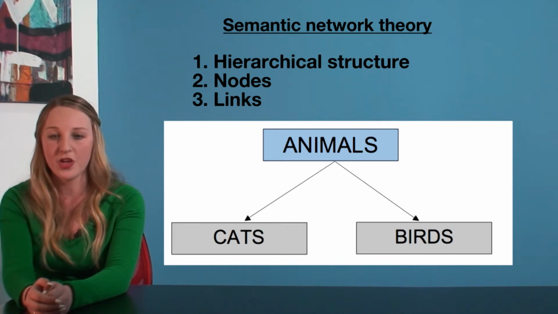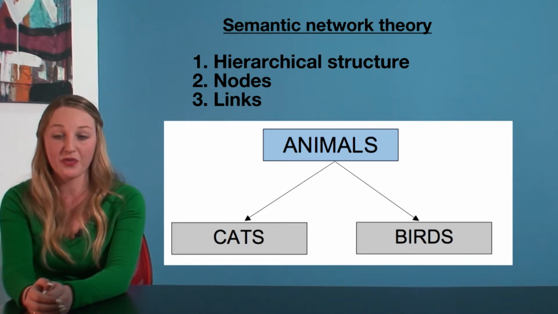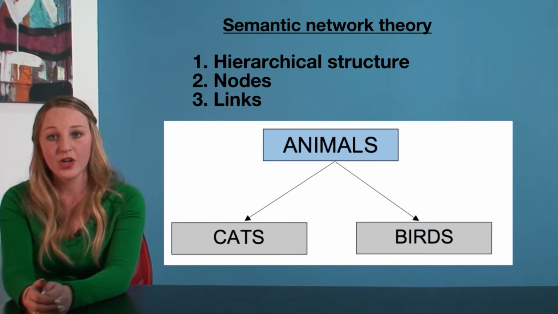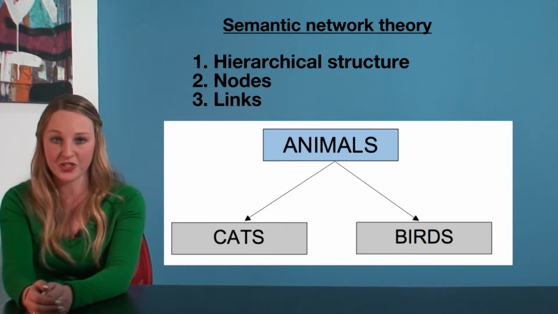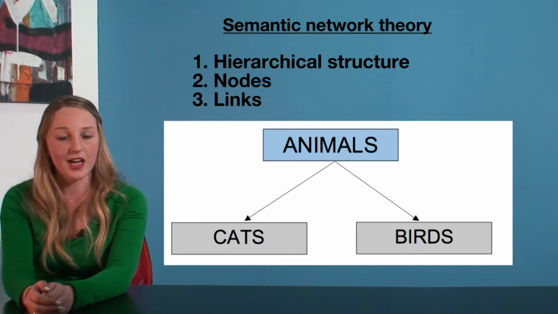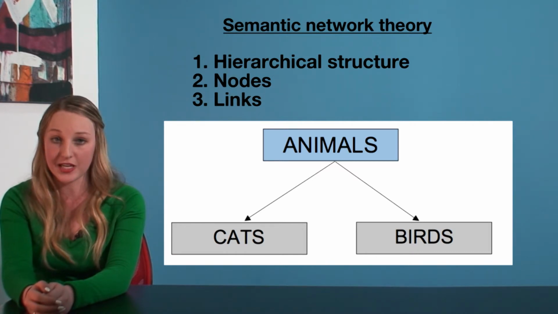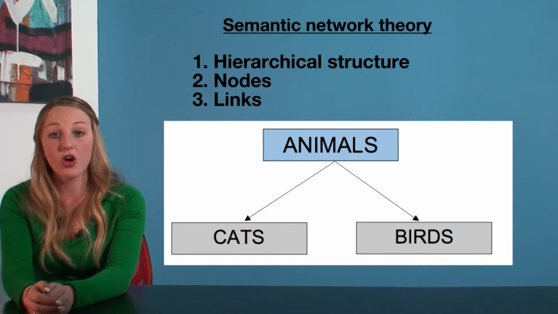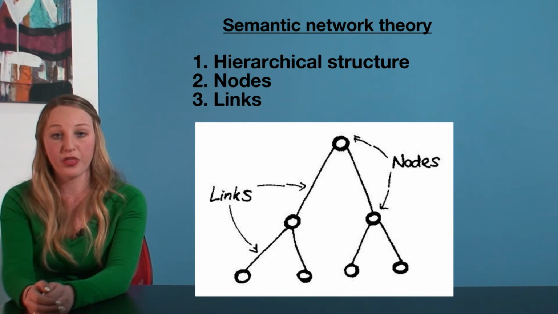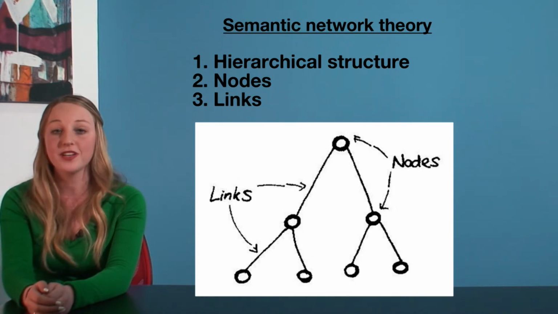On the diagram, you will see three different boxes, one for animals, one for cats, and one for birds. These are called nodes. Nodes are the specific pieces of information that make up the semantic network. And you will also note that the nodes are joined by lines. We call these lines links. Typically, a short line will denote a very close relationship between the nodes, whereas a long line will denote a more distant relationship. So now we have our three characteristics of the semantic network system: a hierarchical structure, nodes, and links.